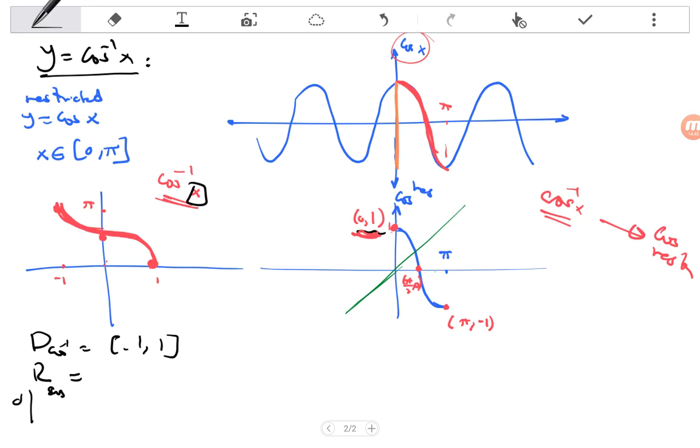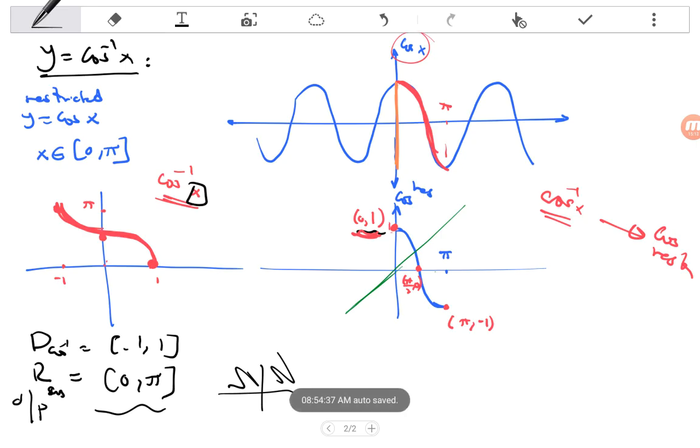What is the output of a cosine inverse? It must be an angle from 0 to pi. If I depict that on the 4 quadrants, an angle from 0 to pi belongs to which quadrants? The first and the second quadrants. So an angle which is called a cosine inverse must belong to the first or the second quadrants.